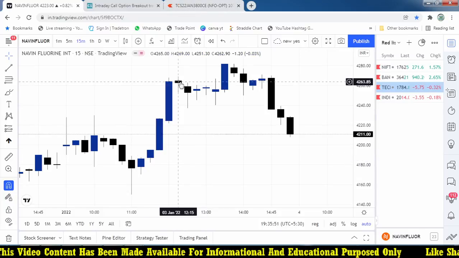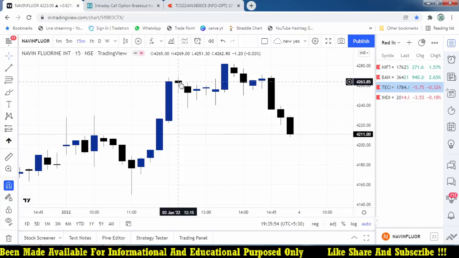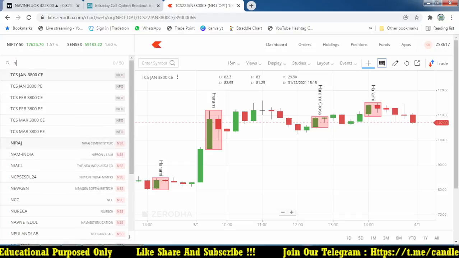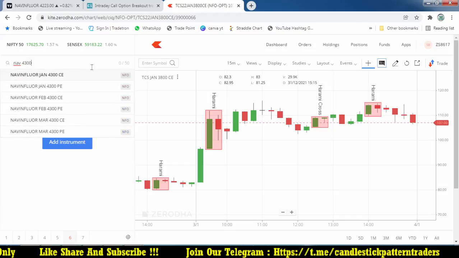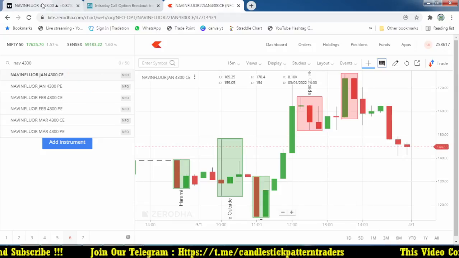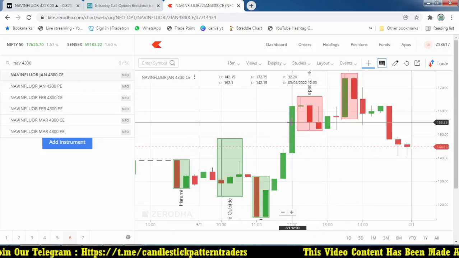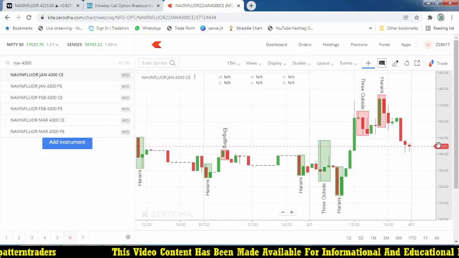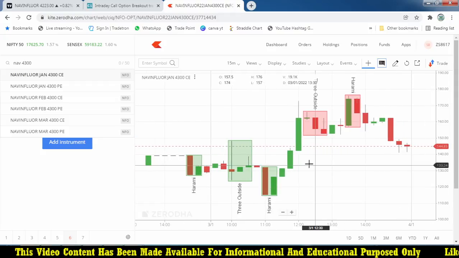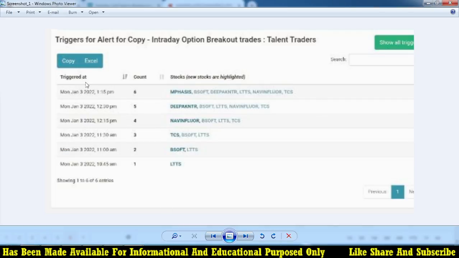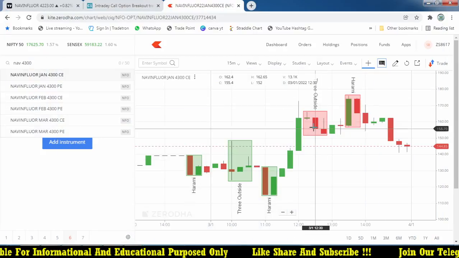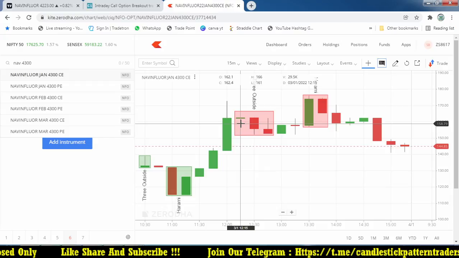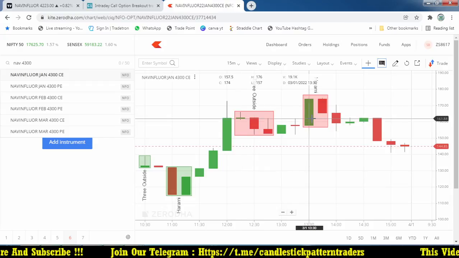Let me see if you are taking the 4,269 high, I am going to take the 4,300 call. The time is 12:15, maybe this one. If we find out the exact time, it is the 12:15 opening time, so this is the 12:15 opening candle. The risk for the trade is 161 to 165 rupees, and it is happening around 130.